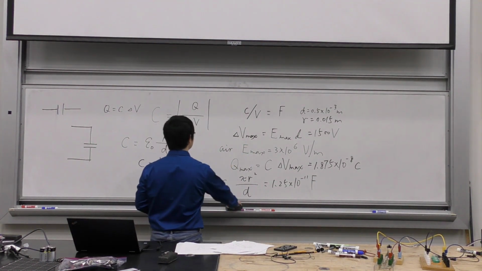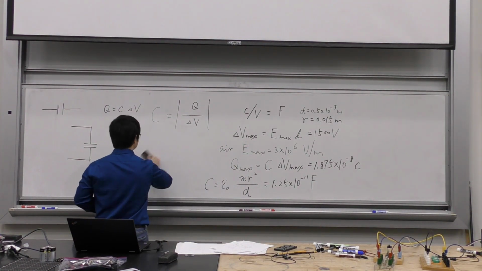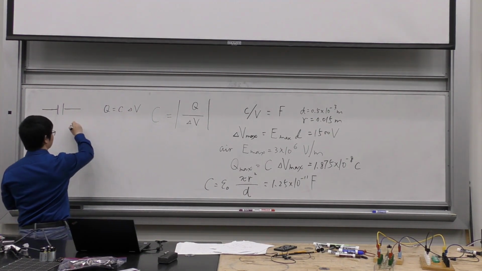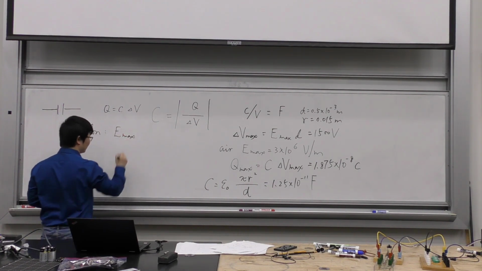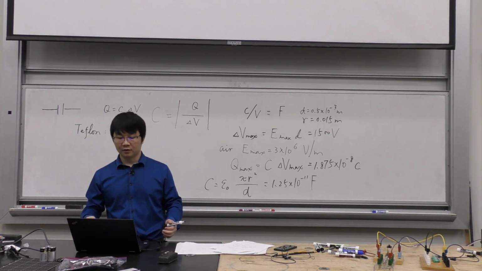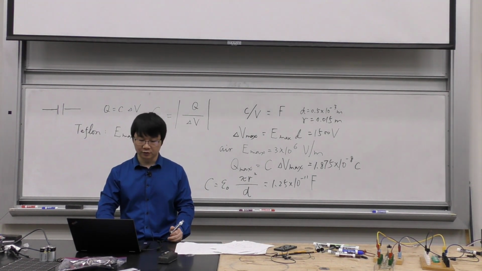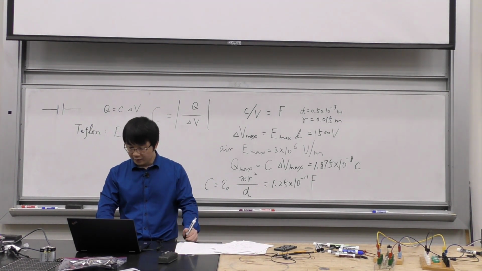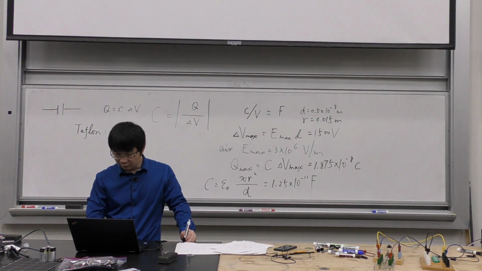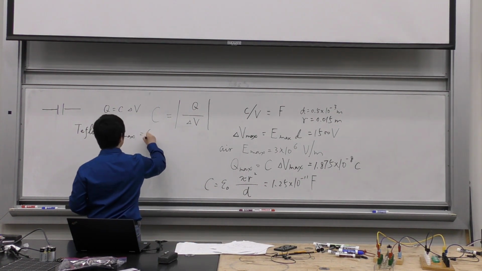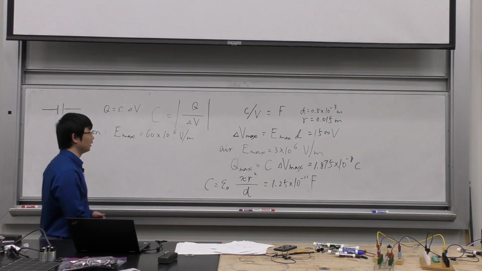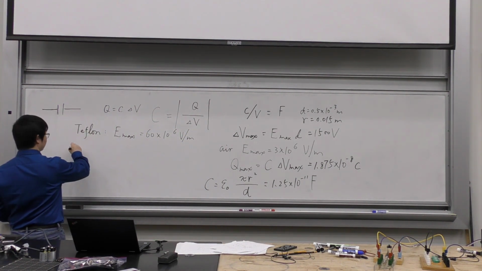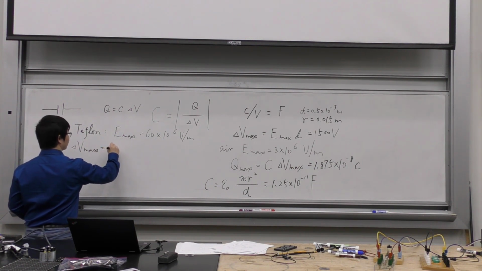But now I'm going to use the E max for Teflon. So for Teflon, what is the maximum electric field it can take before it breaks down and starts conducting? Teflon in normal conditions is an insulator. Take a look at the table on slide 10. Teflon, the dielectric strength, right? E max is just dielectric strength. 60 times 10 to the 6 volts per meter. So it's going to be 20 times higher than air, right? So then the V max is still going to be E max times d.